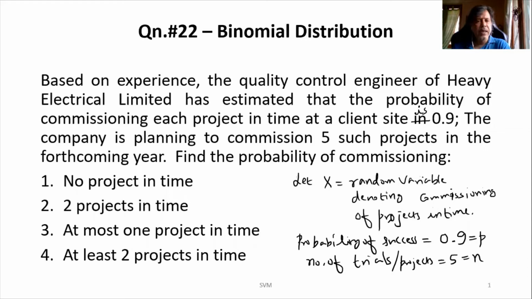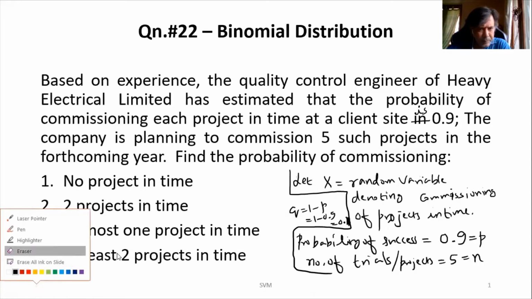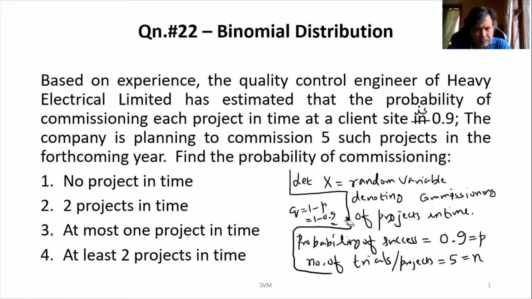Because once I know p, I can find q. Let me write it here itself. q is 1 minus p, which is 1 minus 0.9. So q, that is the probability of failure, is 0.1. Right. So if I have the n value and p value, I have the 2 parameters required to work with the binomial distribution.